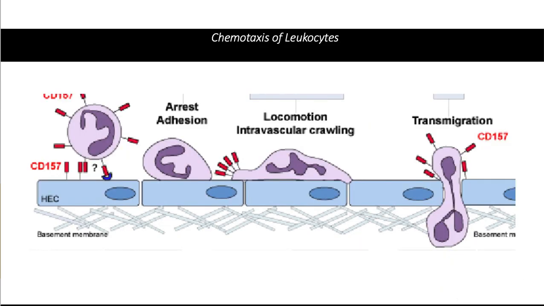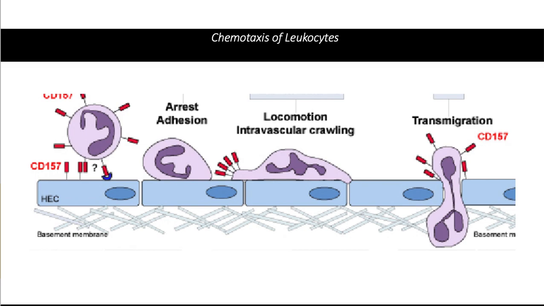After exiting the circulation, leukocytes move to the tissues toward the site of injury by a process called chemotaxis, which is defined as locomotion along a chemical gradient.